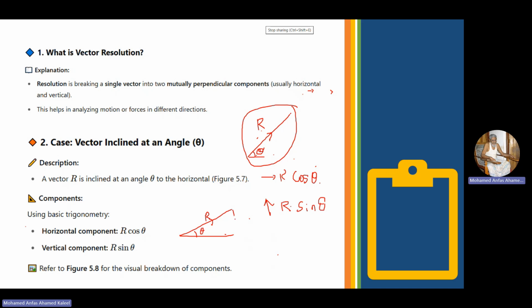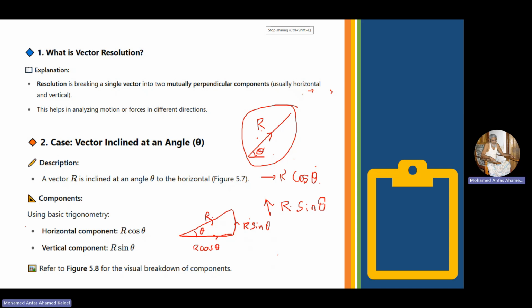So this is the horizontal magnitude, and this is the vertical magnitude. The magnitude of the horizontal is R cos theta. What about the vertical magnitude? By trigonometry, it is R sin theta.